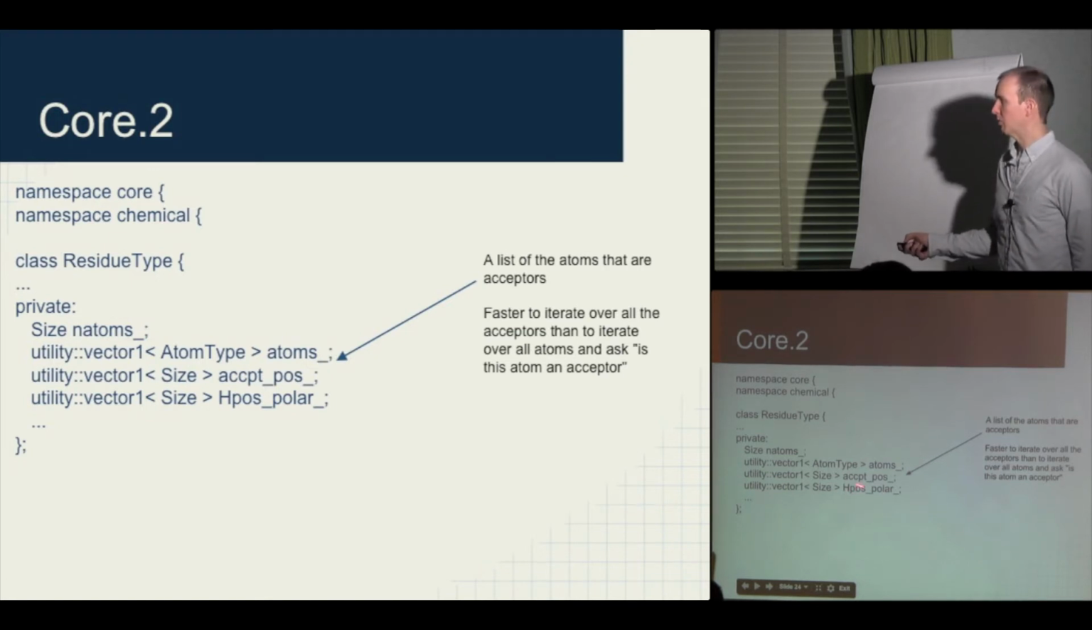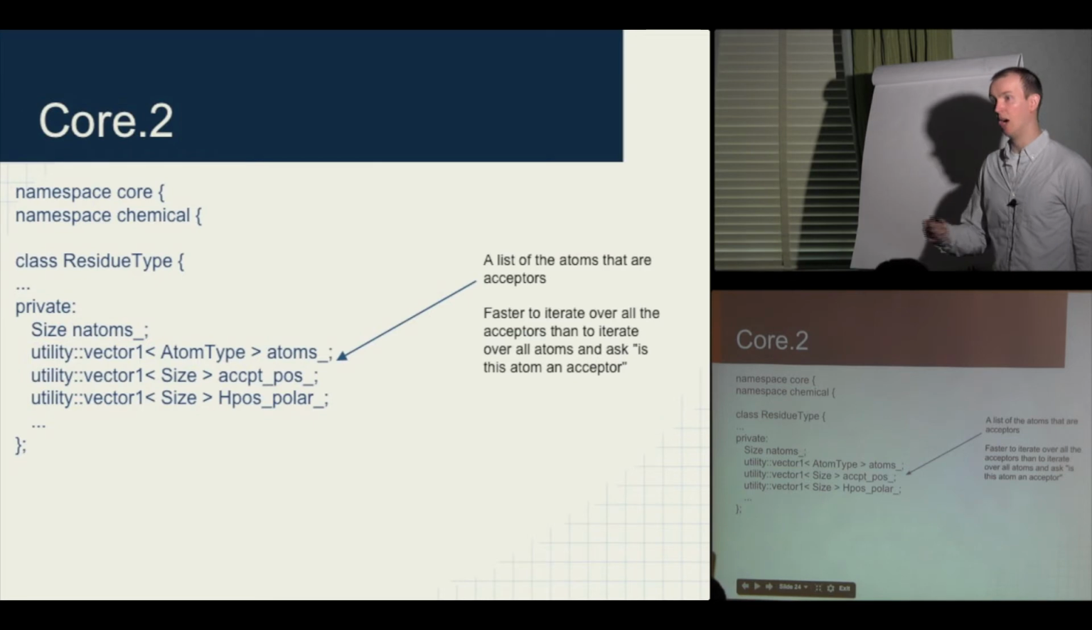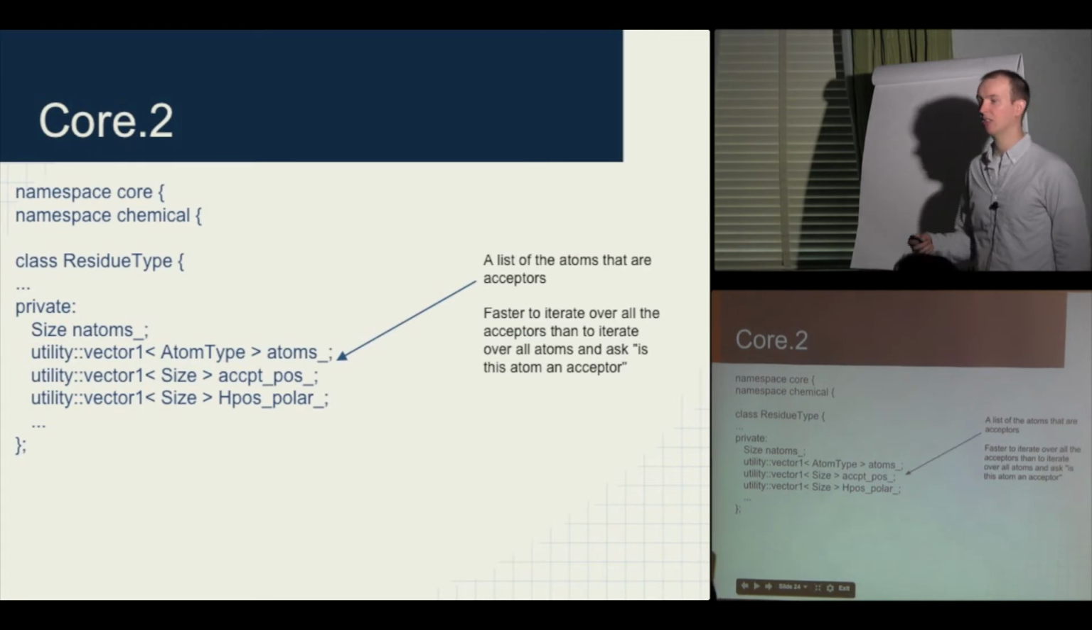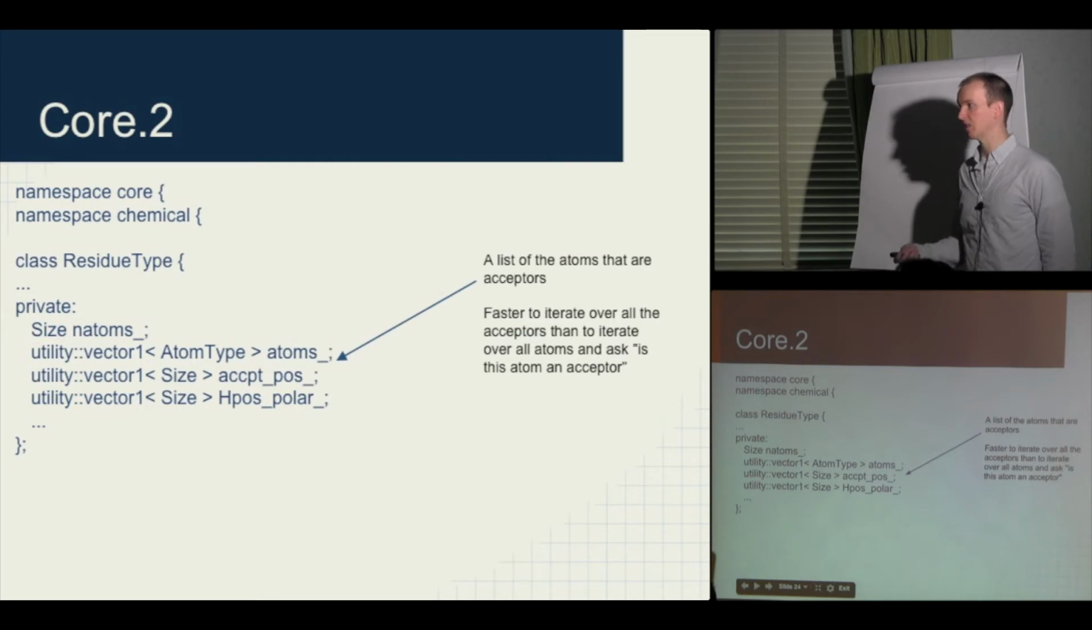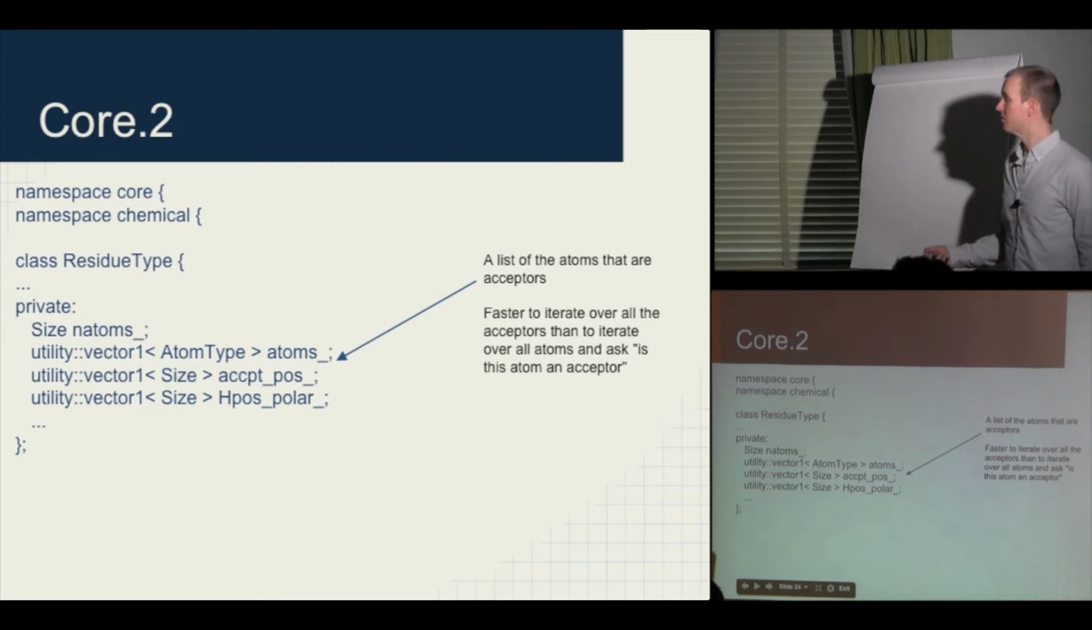When you're computing hydrogen bonds between two residues, most of your time is spent figuring out that there are no hydrogen bonds between two residues. And so it's faster to iterate just over the set of atoms that could form hydrogen bonds than it is to iterate across all atom pairs.